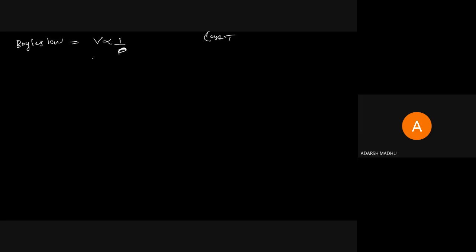Here we can write V proportional to 1 by P, so PV equal to constant. That is the equation for Boyle's law. PV equal to constant, which means that P1 V1 equal to P2 V2 equal to P3 V3, etc. And this is Boyle's law.